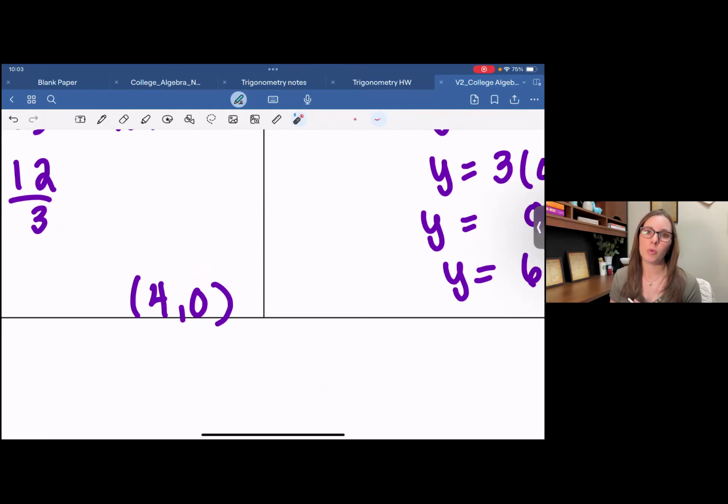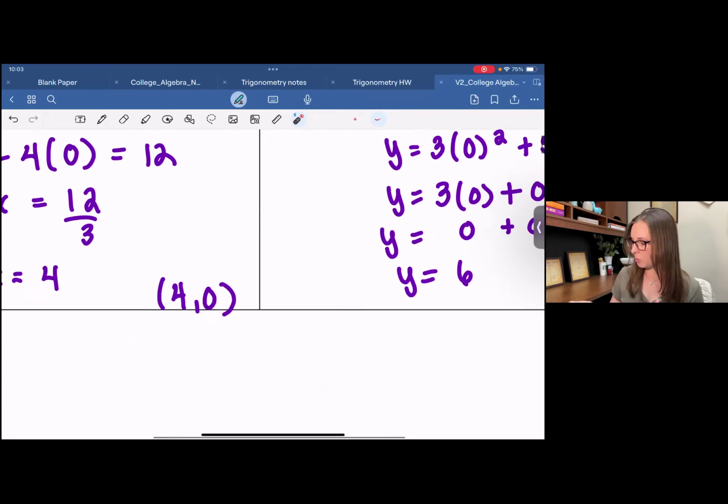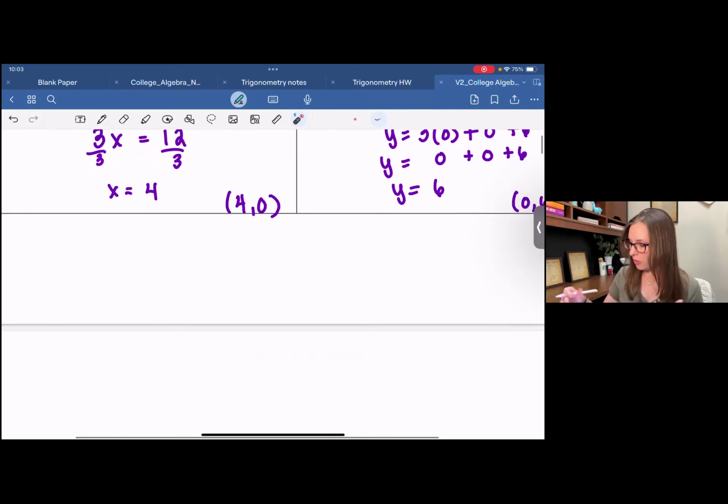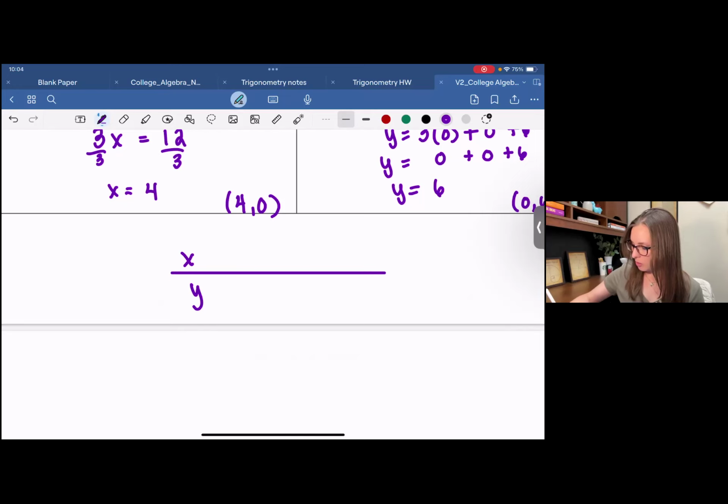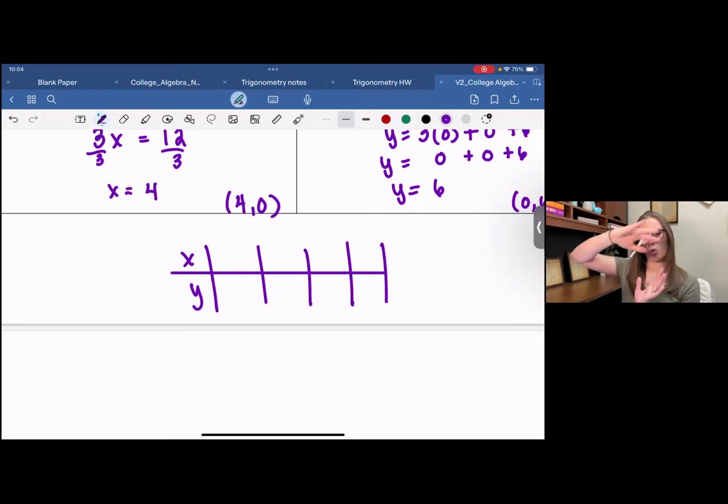So I mentioned earlier that we would be looking at tables. I don't have an example with tables in here, so I just want to quickly show you what that would look like if you were given a table. So let's say you're given a table, you've got x values and y values. Usually I orient that differently. I do a t-chart instead, but it's okay. It's the same thing.